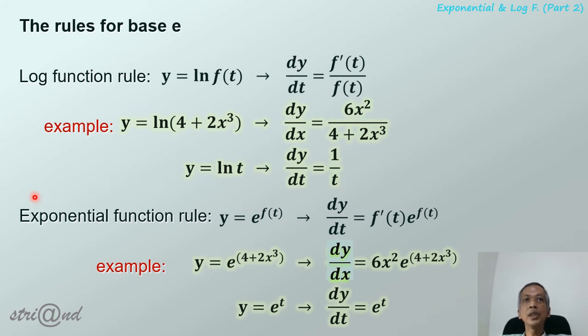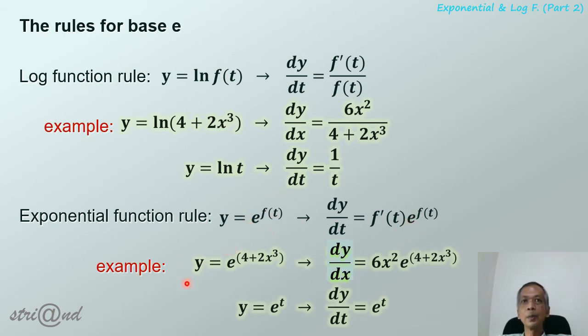And then the exponential function. When we have y equals e to the power of a function, the derivative of y with respect to t is the derivative of the function here times e to the power of the function.